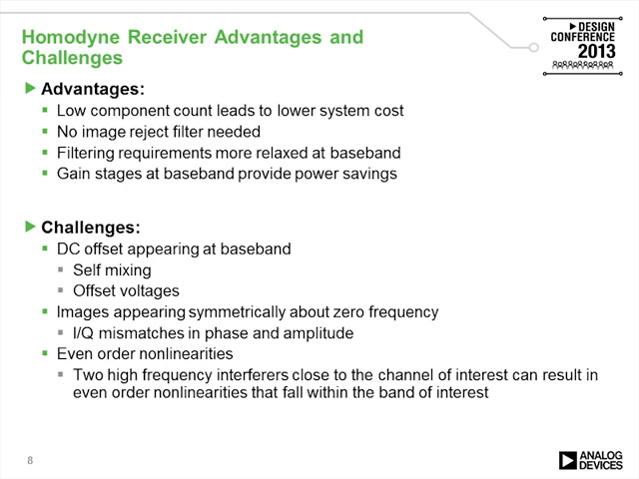The challenges are DC offset appearing at the baseband, the self-mixing and offset voltage problems, which we'll talk about again. Images appearing symmetrically around the zero frequency from IQ mismatches in phase and amplitude, and even-order nonlinearities, where two high-frequency interferers close to the channel of interest can result in nonlinearities that fall into the band of interest.